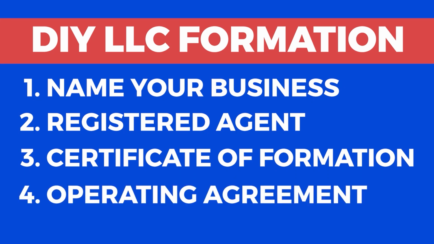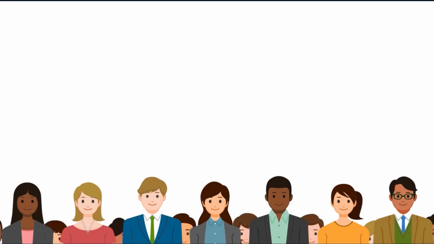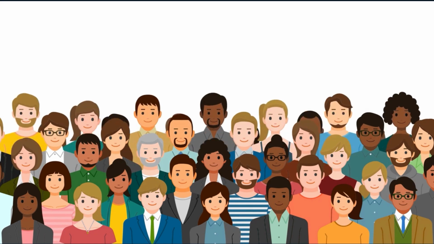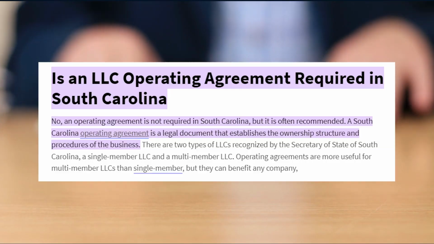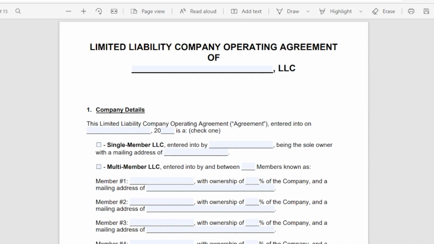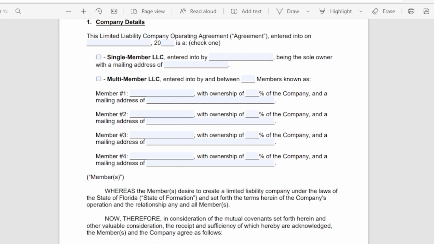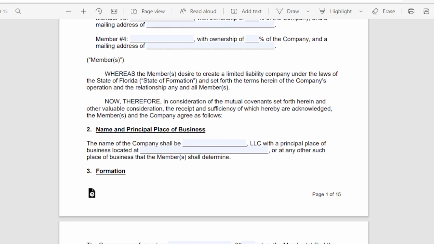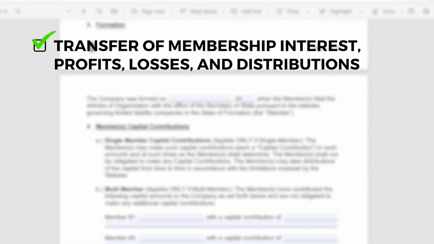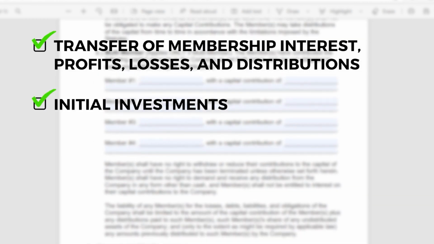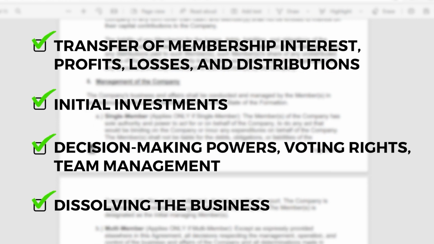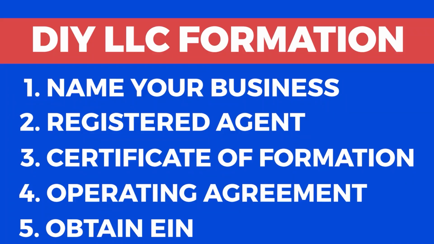Step 4. Preparing an operating agreement. Now, an operating agreement is a good idea to have in place with the other members if your LLC has more than one member. Although a limited liability company operating agreement is not required for South Carolina, your operating agreement should clarify how your company or business will handle big picture issues. These include the transfer of membership interest, profits, losses and distributions, initial investments, decision-making powers, voting rights, team management, and lastly, dissolving the business.